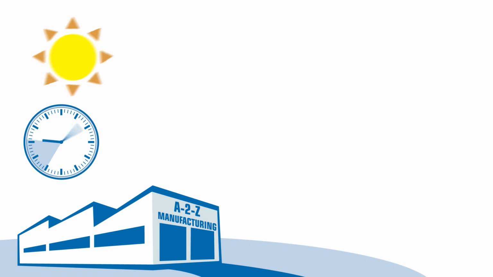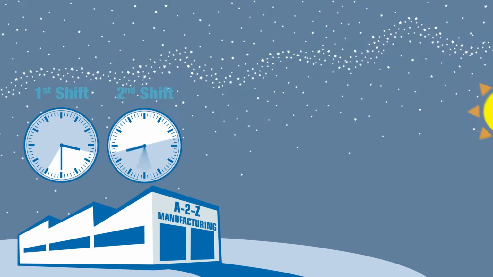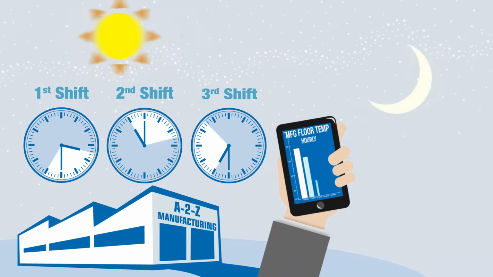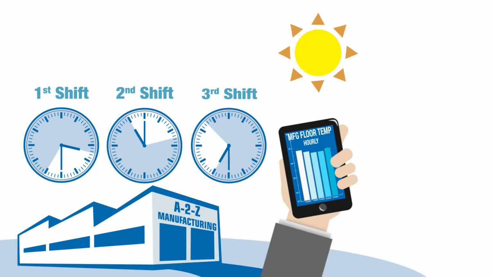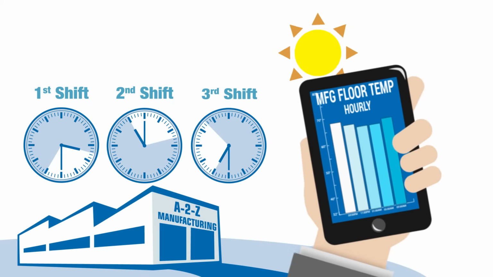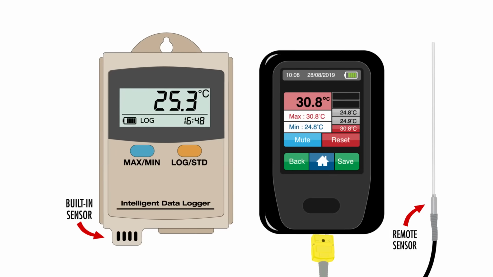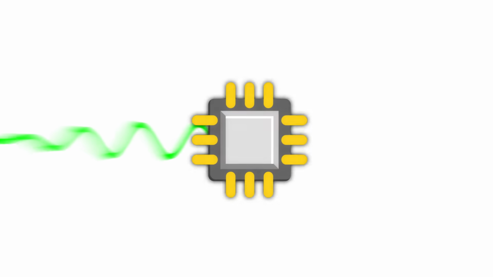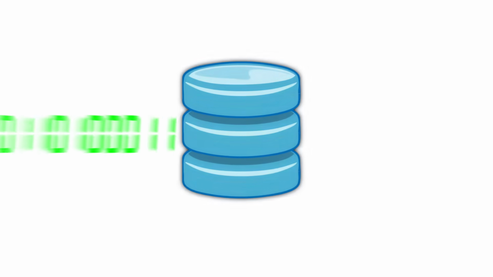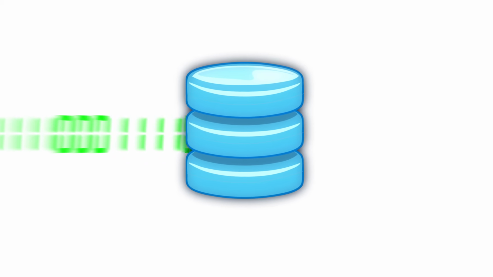A data logger is a device that monitors and records changes in conditions at user-specified intervals over a predetermined time period, allowing those conditions to be measured, documented, and analyzed. Data loggers use either a built-in or remote sensor to collect data, a microprocessor to capture and record the data, and built-in memory to store that data.